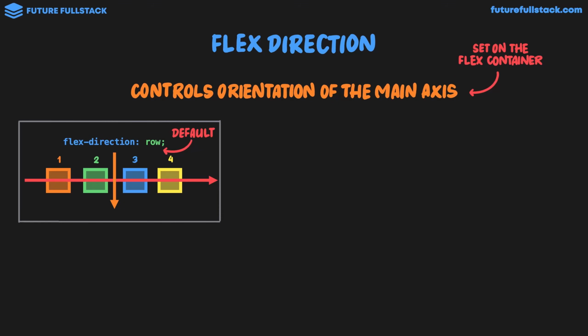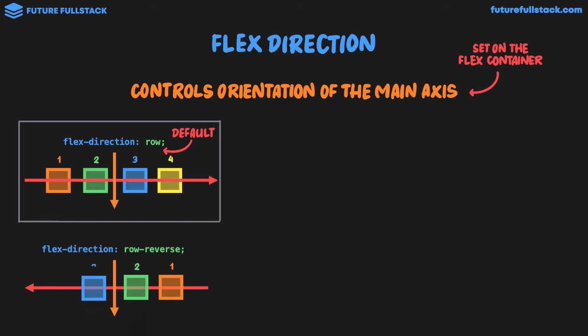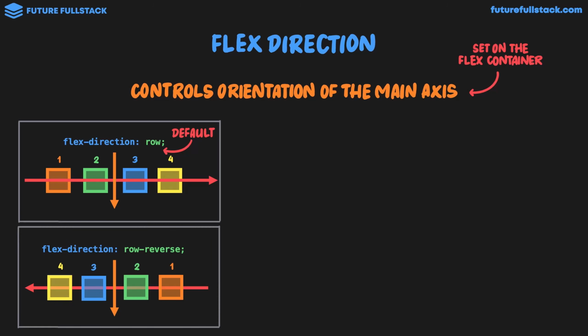The next property is flex-direction: row-reverse. And as the name suggests, this essentially flips the main axis. So instead of going from left to right, it's now going from right to left, with the cross-axis still going down. So now our flex items would be positioned like this: 1, 2, 3, and 4. The flex items are going from right to left. So row and row-reverse are complete opposites of each other.